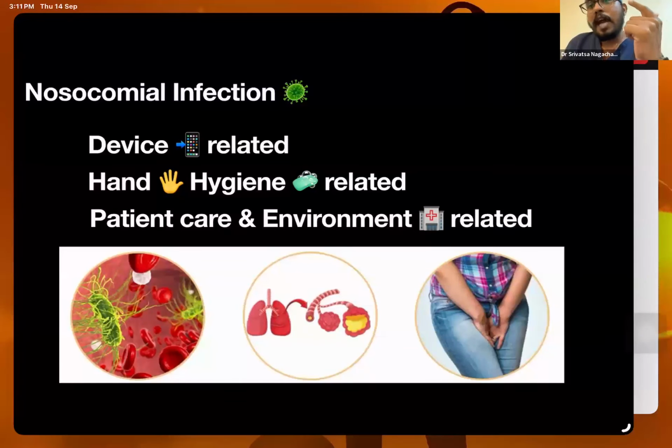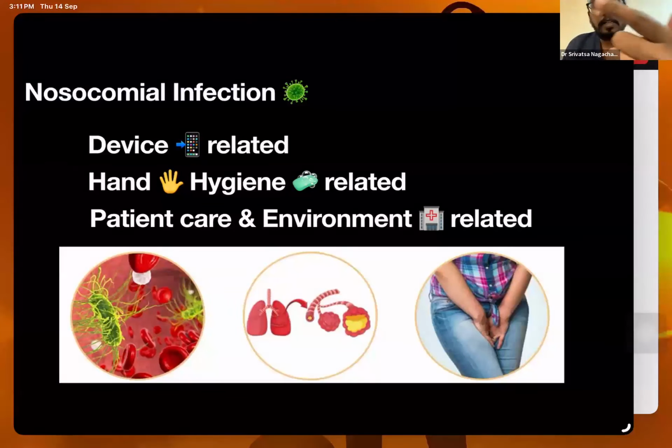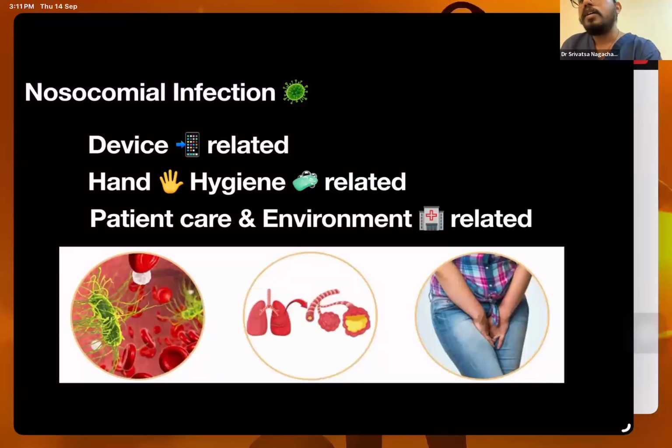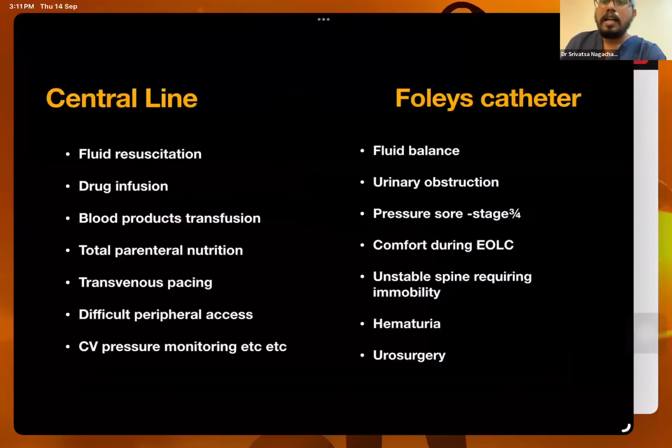The second thing is hand hygiene related, especially healthcare workers. I'll come into that in depth later in my talk. The third and most important factor is patient care and environment related, especially when you are taking care of the Foley's in daily routine care. You should be very careful that you don't introduce infection into that. It should go from inside to outside, not from outside to inside, especially when you're cleaning the sterile parts. So these are three important factors related to nosocomial infections.